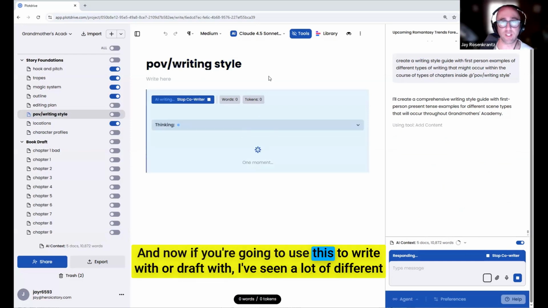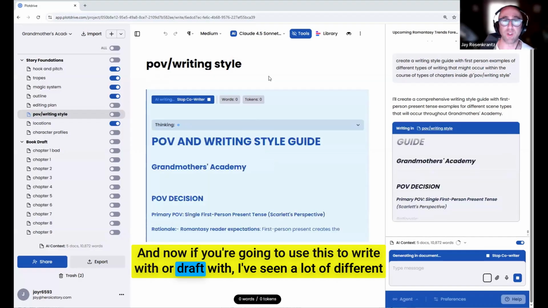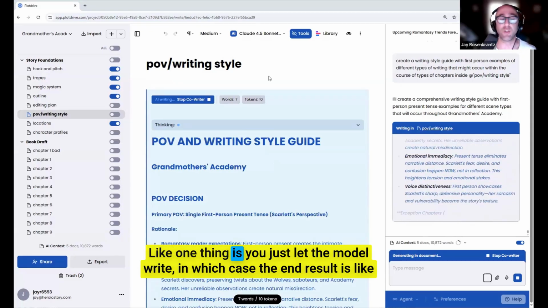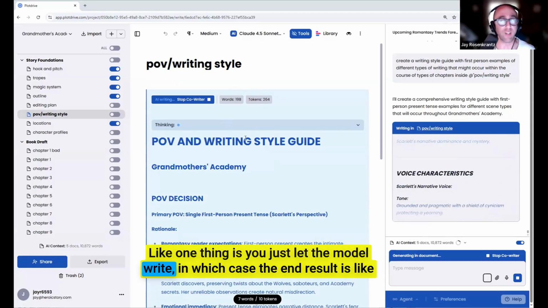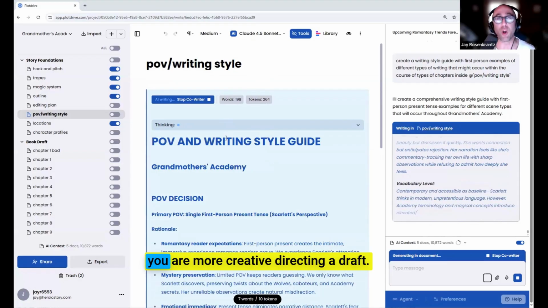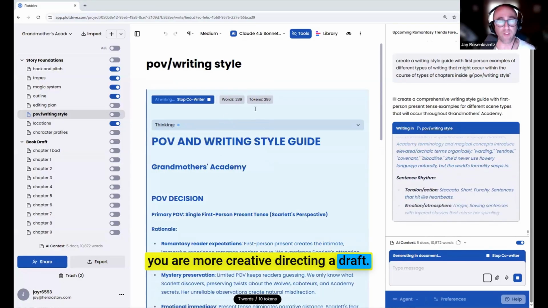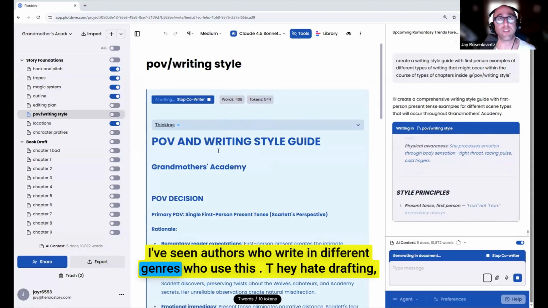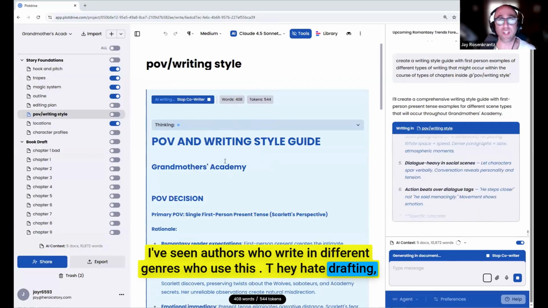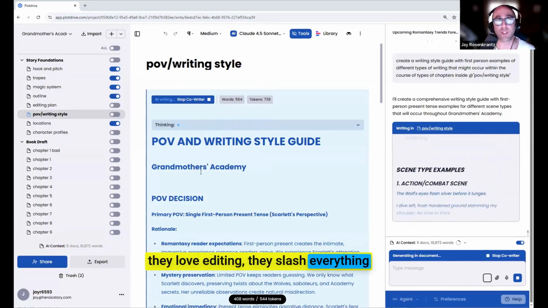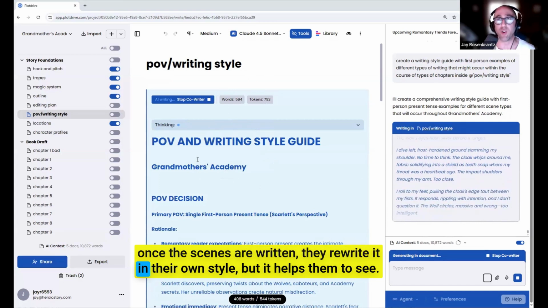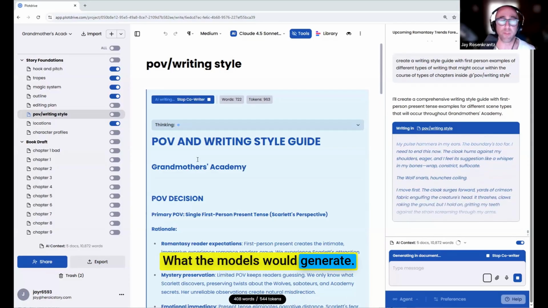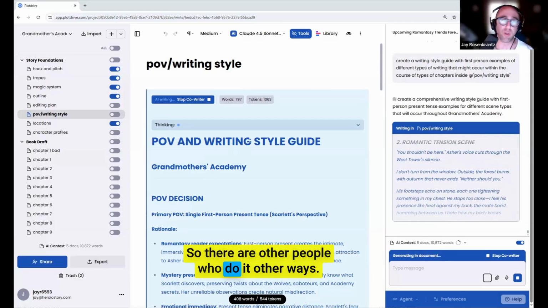And now if you're going to use this to write with or draft with, I've seen a lot of different workflow strategies for different authors. Like one thing is you just let the model write, in which case the end result is you are more creative directing a draft. I've seen authors who write in different genres who use this, they hate drafting, they love editing. They slash everything once the scenes are written, they rewrite it in their own style, but it helps them to see what the models would generate. So there are other people who do it other ways.